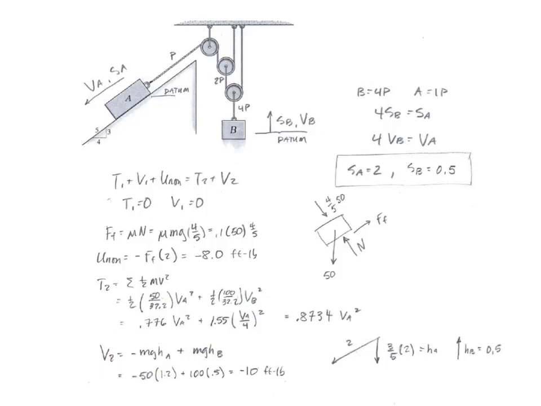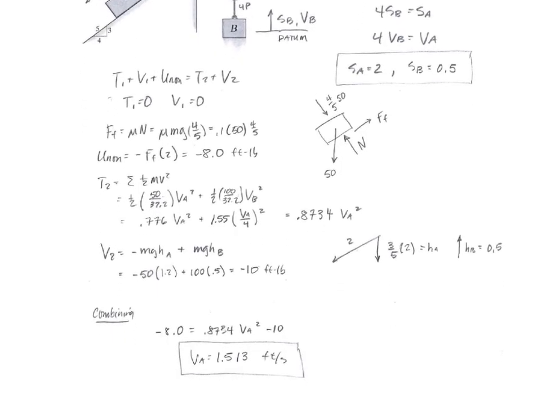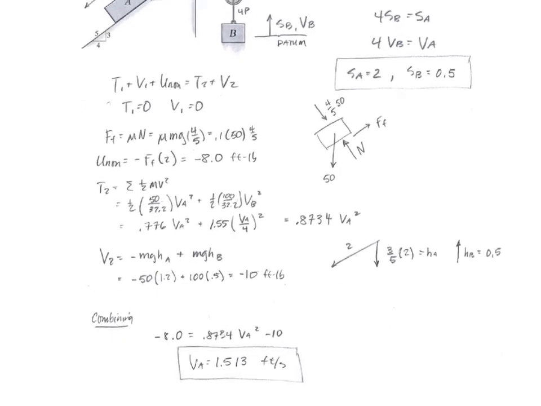Same thing with the mgh's. If this goes down 2, this goes up 1/2. And so the HB is 1/2. Now, VA moves down 2, however, the H part is only the 3/5 component of it. So anyway, a lot of people got that mixed up as well. And anyway, you plug all those things together and then you get VA is equal to 1.5.